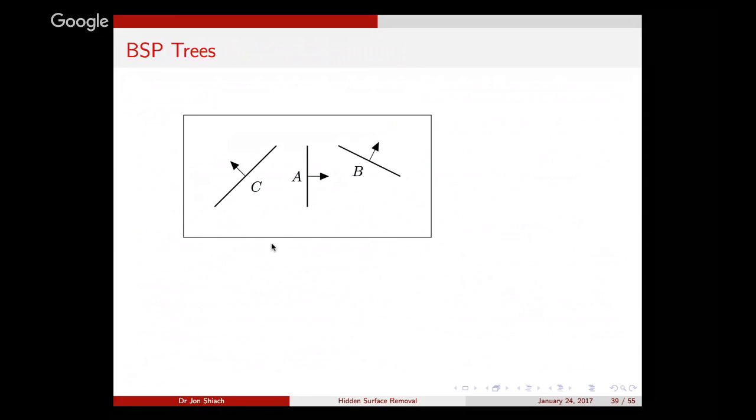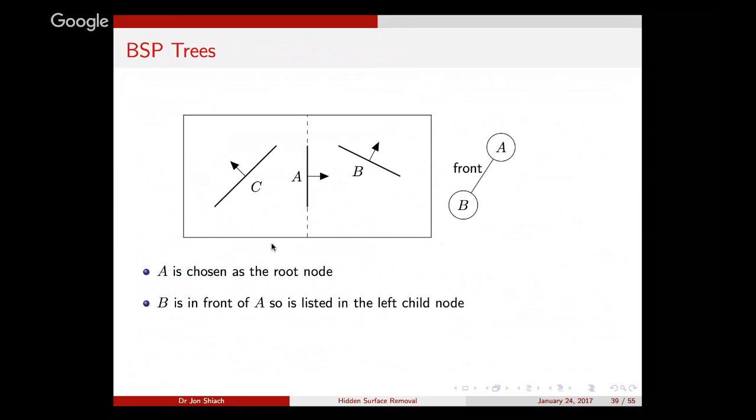Here I have a space. I have 3 polygons in that space. I've chosen polygon A to be the root node, so I insert a hyperplane along polygon A. So this cuts this space into 2. I've got the front space, the one which the normal vector is pointing towards, and I've got the back space. In the front space, B exists, so I stick B in the left child node, and in the back space, C is contained, so C is listed in the right child node. That's all it is.